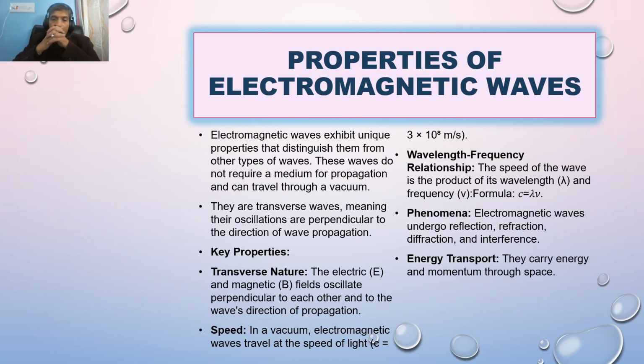So here are some important properties regarding electromagnetic waves. First of all, I will just read them one by one, then explain in some detail. Electromagnetic waves exhibit unique properties that distinguish them from other types of waves. These waves do not require a medium for propagation and can travel through a vacuum. And we have discussed this point already in a very detailed way. They are transverse waves, and the oscillatory nature of the electric and magnetic fields we have already discussed. We have discussed so many points regarding the propagation of electromagnetic waves.